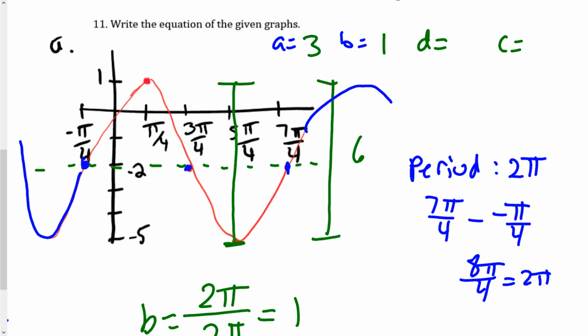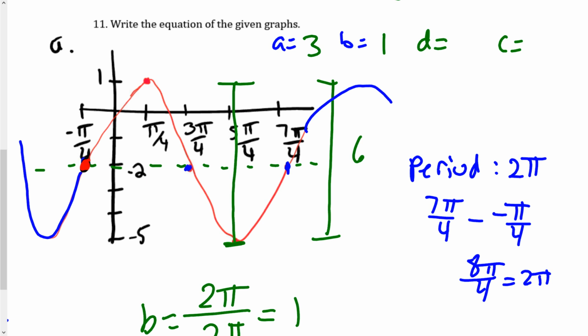Okay, so what you can do is pick one of your starting points. We'll pick this one. Okay, let's do it in red. Now, how far do I need to move that to get back on the x-axis? I need to move that pi/4 forward. Okay, and that's actually what's going to go in my equation.